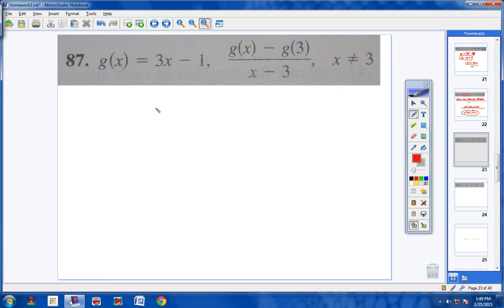Okay, number 87. All right, here we go. Let's see what we got here. Well, first of all, this one might be one of the easier ones so far. We're going to take g of x minus g of 3 over x minus 3, okay? So first of all, g of x is pretty easy. I'm going to get rid of my g of x here. For g of x, we're just going to put what g of x equals, 3x minus 1.